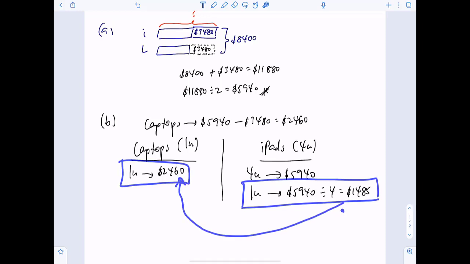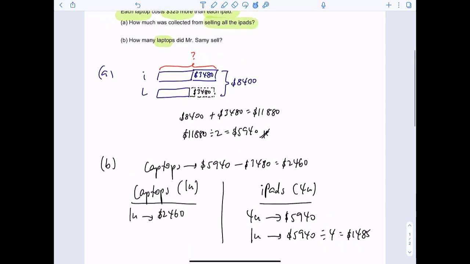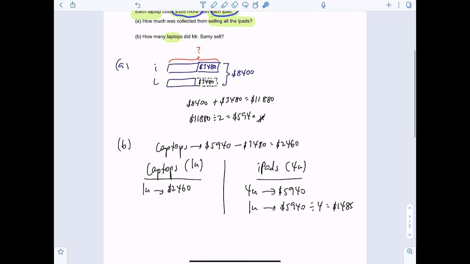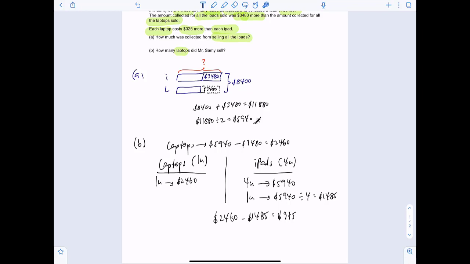Why is that so? Because for each laptop, it costs 325 more than each iPad. So of course, 1 unit of laptops will be able to collect more money as compared to 1 unit of iPads. Now, if you find the difference between these amounts, we get 975.